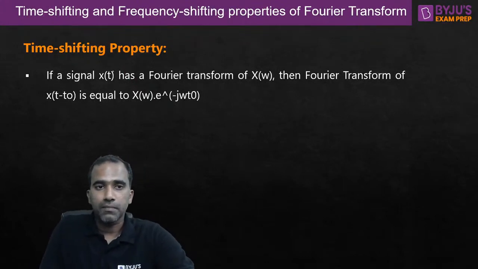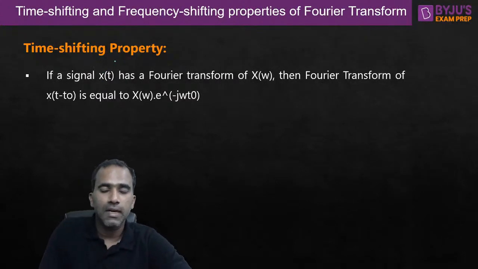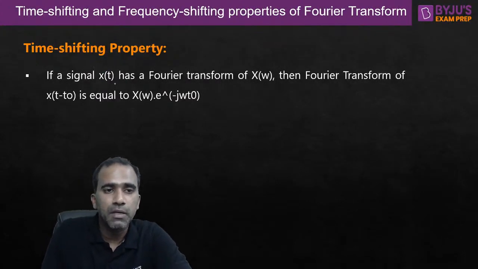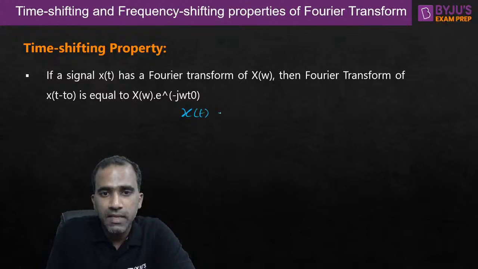Time shifting property. These are easy properties. What does the property say? Understand the property, I've written it as a statement. If a signal x of t has a Fourier transform of X of omega, what am I saying there? Observe carefully. X of t, I am saying that it has a Fourier transform of capital X of omega.